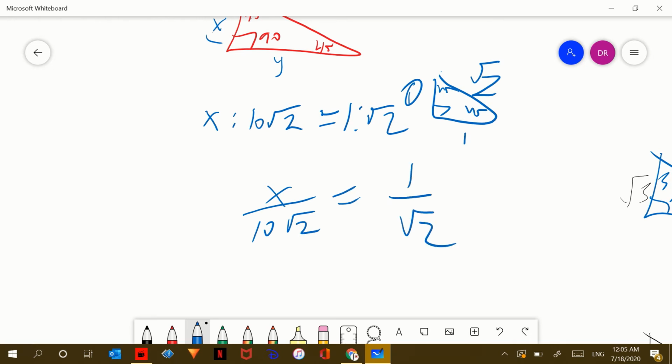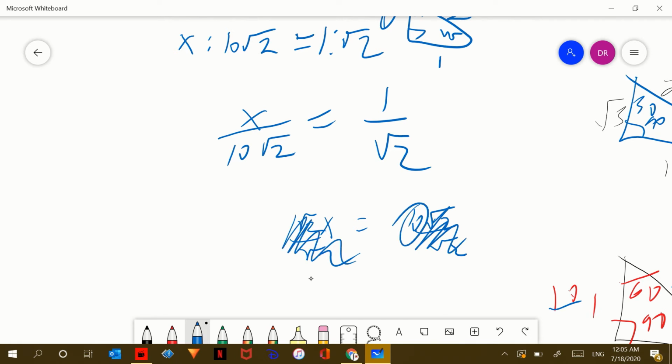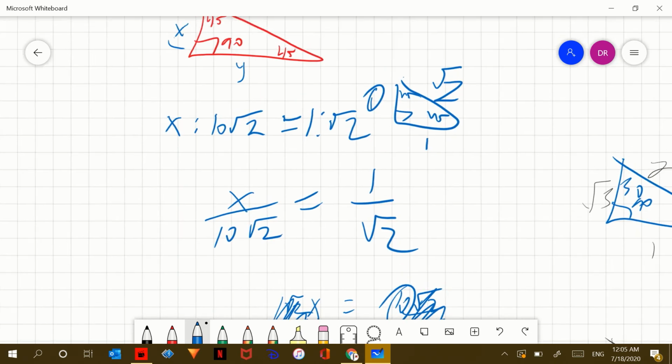So cross multiply, you get square root of 2 times x equaling 10 times the square root of 2. Divided by square root of 2. So you can see that these two cancel out, and you're just left with 10. And then these two cancel out, and you get x is equal to 10. So now you know that x is equal to 10.